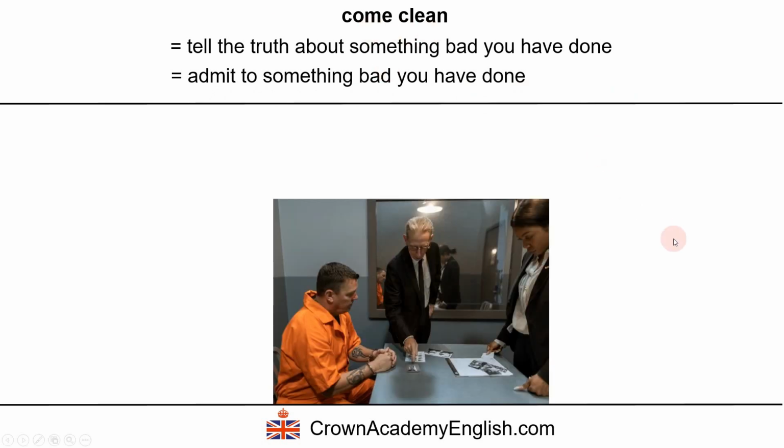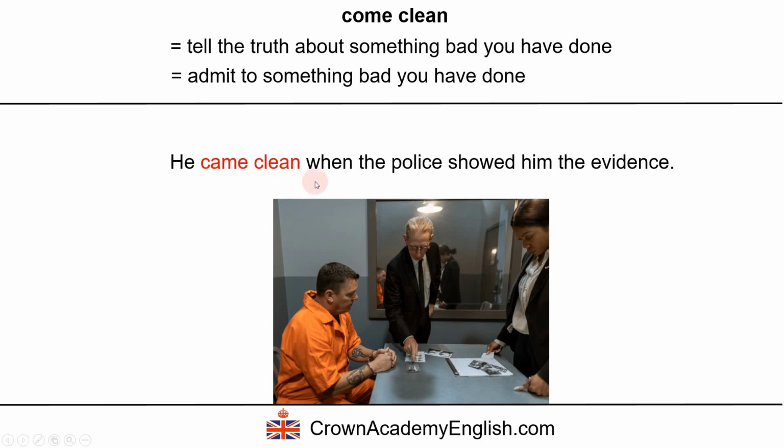So here is a good example. He came clean when the police showed him the evidence. So the police officer here, or the detective, is showing him the evidence. So the criminal came clean. Okay, we have the past form of come, which is came. So the prisoner or the criminal admitted the crime. Okay, he said, yes, okay, it was me.